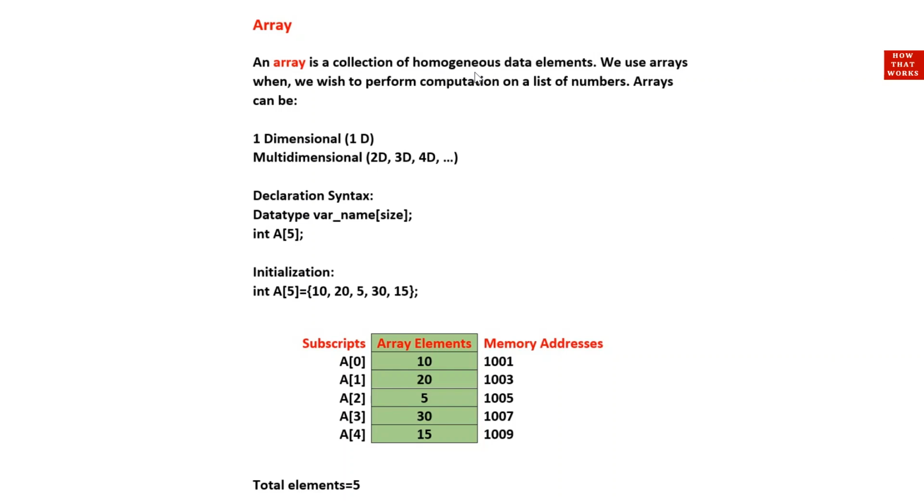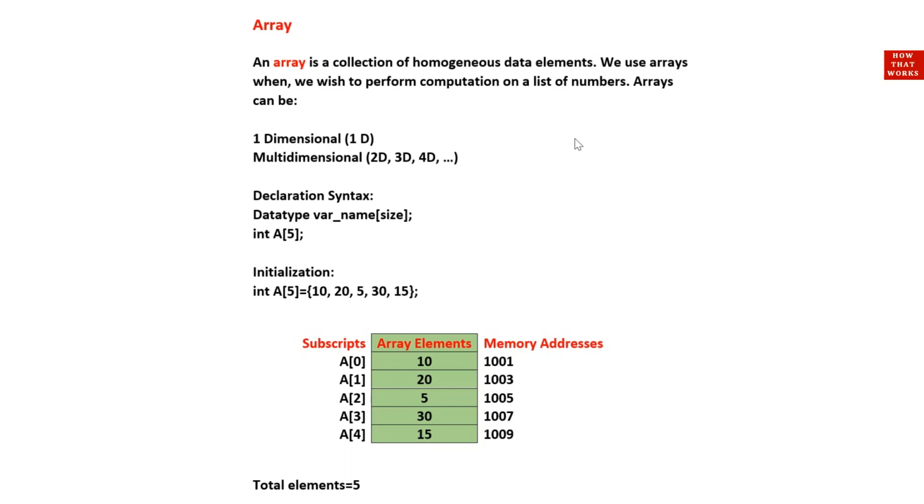Suppose the entire list will be of integer values, or the entire list will be of float values, or the entire list will be of double values. So homogeneous means same kind, similar type. And it is used to process a list of numbers. So we use arrays when we wish to perform computation on a list of numbers.